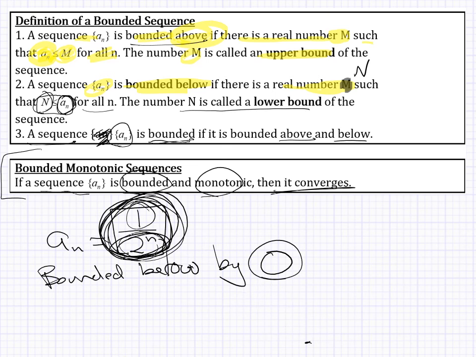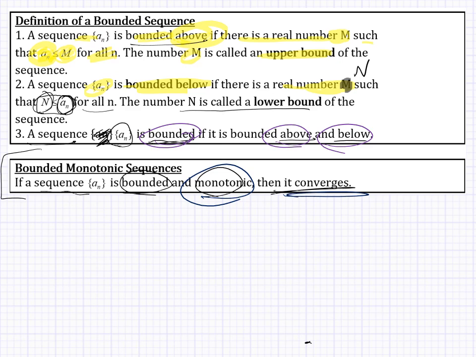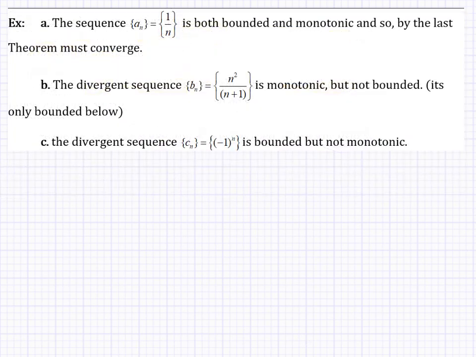If I switch this sequence to negative 1 over 2 to the n, I could say it's bounded above by 0 for the same reason, just in the opposite direction. But in order to be just plain bounded, you have to be both bounded above and below. And you need that along with monotonicity to determine whether or not something converges. So if we look at a couple of examples, we can see whether or not these are bounded and monotonic.